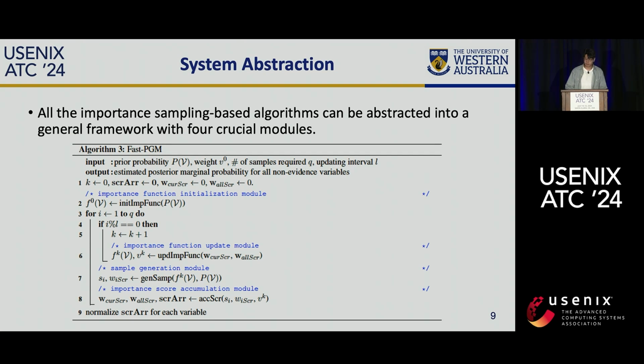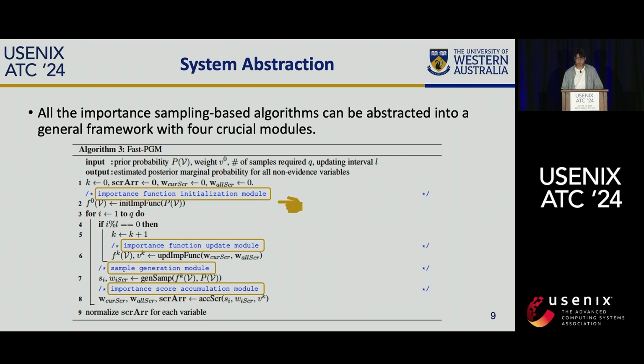We identified the 4 crucial steps and developed the 4 corresponding modules. Different algorithms have different computations inside each module, but we found that all the importance sampling-based algorithms follow this general framework. Here, I briefly describe this framework.